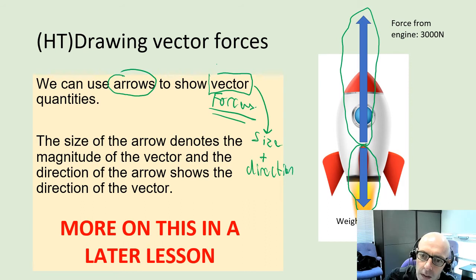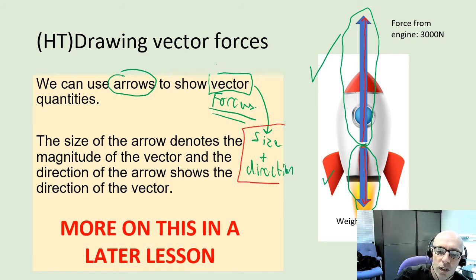Now, why is the rocket flying up? Well, it's flying up because this force here is much bigger than this force here. This arrow going up is much bigger than this arrow going down. So throughout forces, we'll use arrows to show directions and to show size. It's showing the force, size and direction.